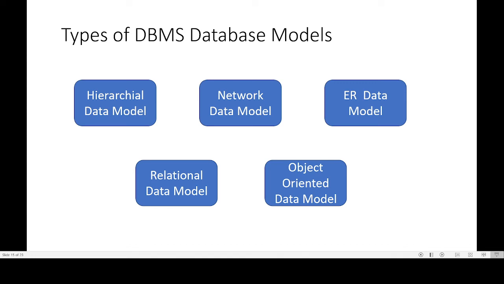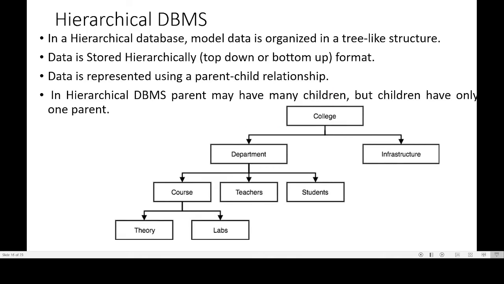Then, coming to the types of DBMS database models, we have various models. Hierarchical data model, network data model, ER data model, relational data model, and object-oriented data model. So what is a hierarchical data model? In a hierarchical database, the data is organized in a tree-like structure. There is a stored hierarchy. Data is stored in a hierarchical manner. It can be top down or bottom up.